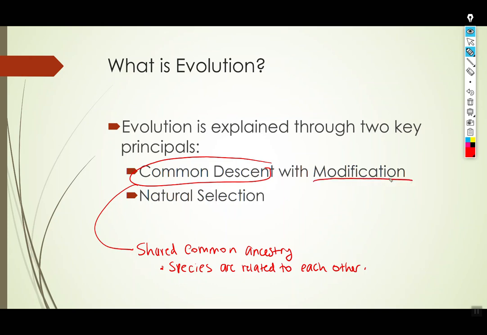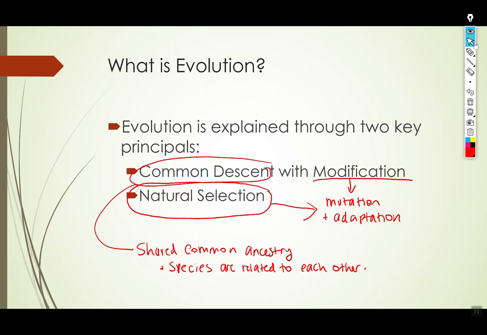So the modification comes ultimately from mutation and adaptations that result from it. Now, mutation and adaptation create a situation where some individuals are going to survive and reproduce better than others, and that is natural selection. So natural selection acts on the outcomes of modification, and that creates a scenario where there is differential survivorship and reproductive success, which is what natural selection is all about.